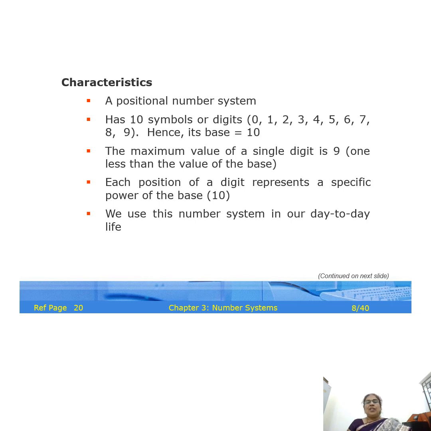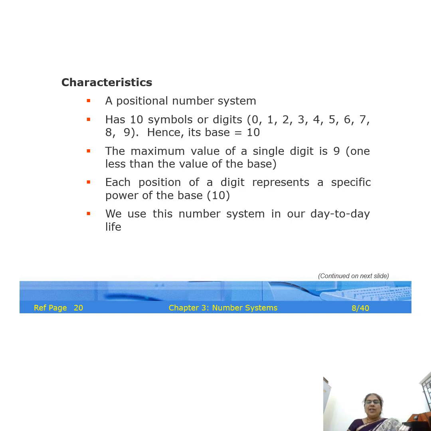So, a positional number system. First we are going to discuss the positional number system. The decimal positional number system has 10 symbols or digits from 0 to 9: 0, 1, 2, 3, 4, 5, 6, 7, 8, 9. Hence its base is 10. The total number of digits is 10, but it starts with 0 and ends with 9.